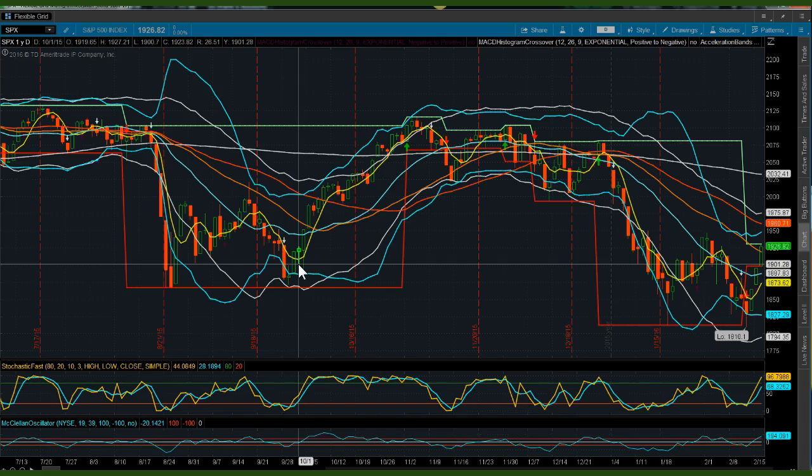Given the pullback in the market, given a 3,000 point drop on the Dow Jones from 18,000 down to the 15,000s and now climbing back up, you can rest assured that companies will be buying back their stock to a certain degree.